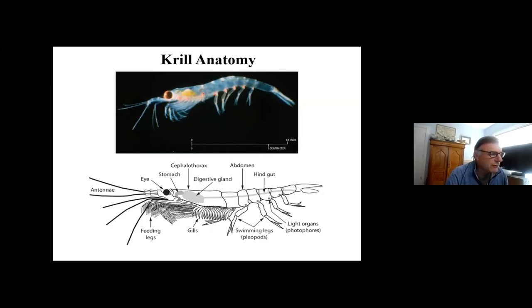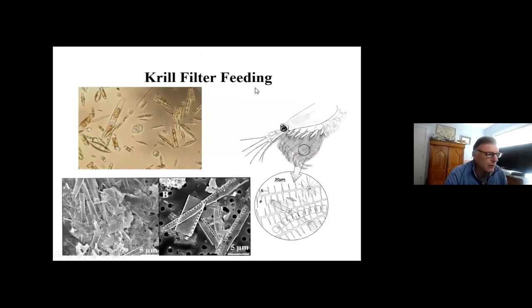Now, that's basically your krill. It's like a miniature version of a shrimp. A shrimp would have a very, very similar internal anatomy to a krill. And you can see the photophores quite clearly as these red dots on the body of the krill here. So how does a krill feed?